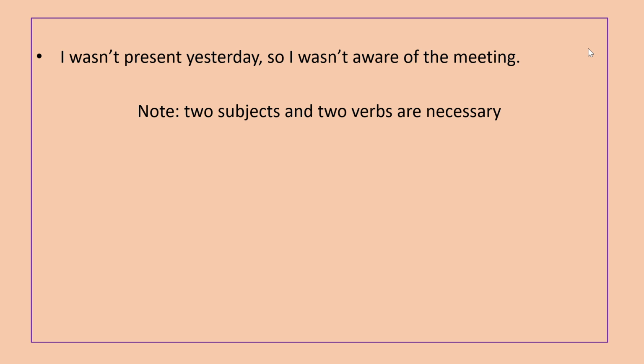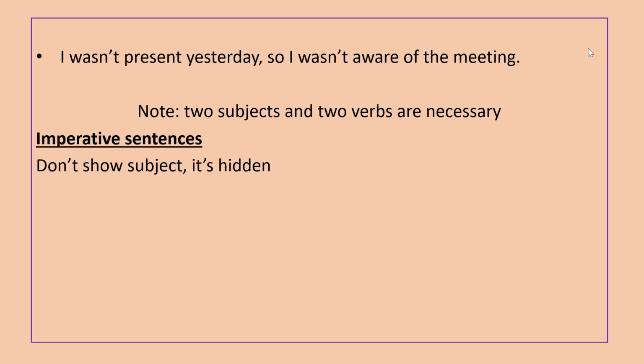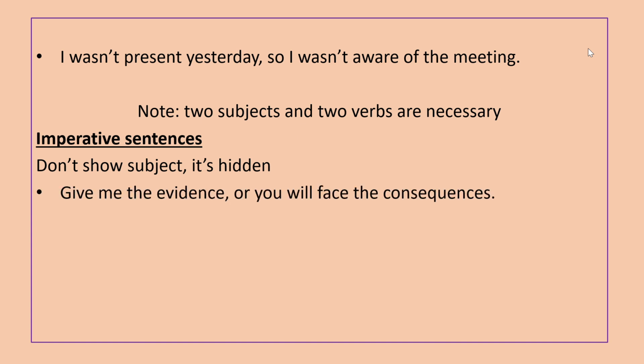Here the subject is I again. So there are two subjects and there should be two verbs as well. In the first part it is present, in the second part it is aware. Now, the question is what happens in imperative sentences where there is no subject? In imperative sentences, we don't show the subject, it is basically hidden. So, in imperative sentences, we assume that we have a subject here.